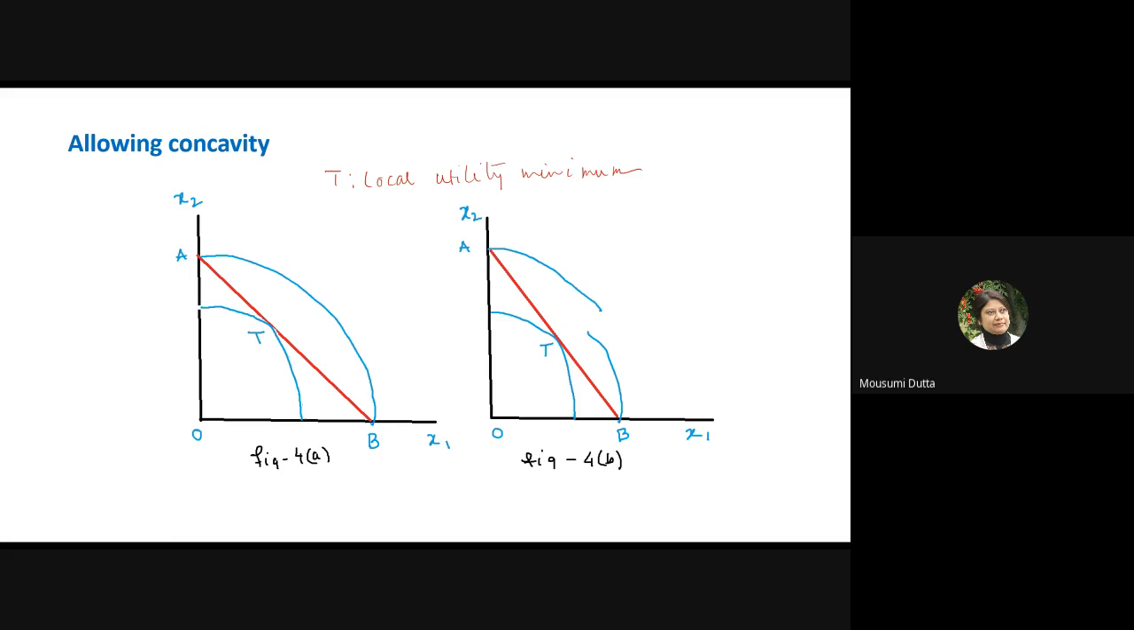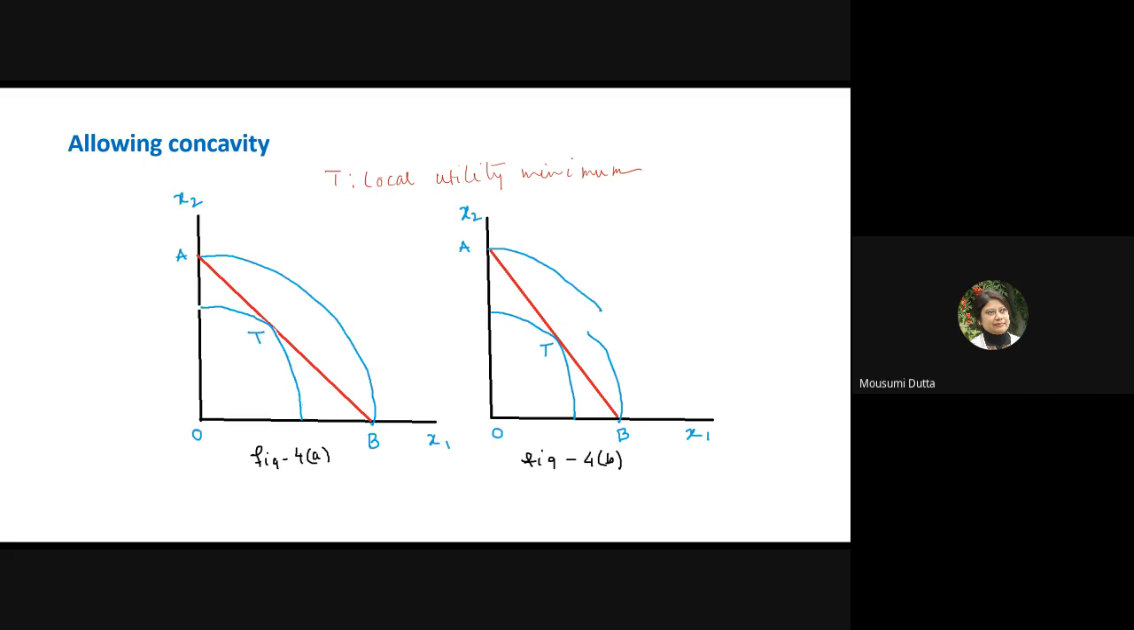Okay, so this is the idea. I prefer or like both the commodities. However, I will not like to consume them together. So if this is the situation, as we move towards either of the axes, the situation will be better in terms of my satisfaction. So if this is the context, in that case, the indifference curve will be concave.